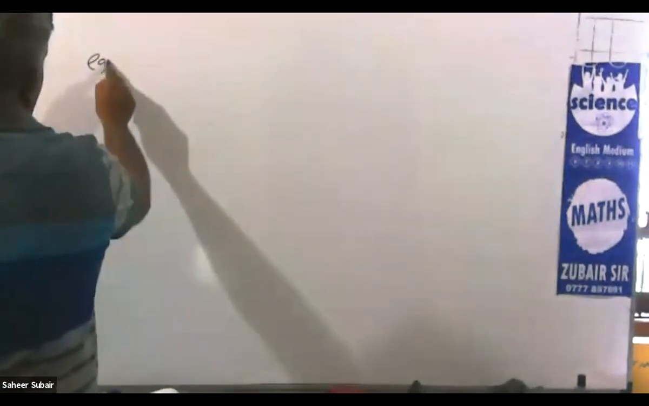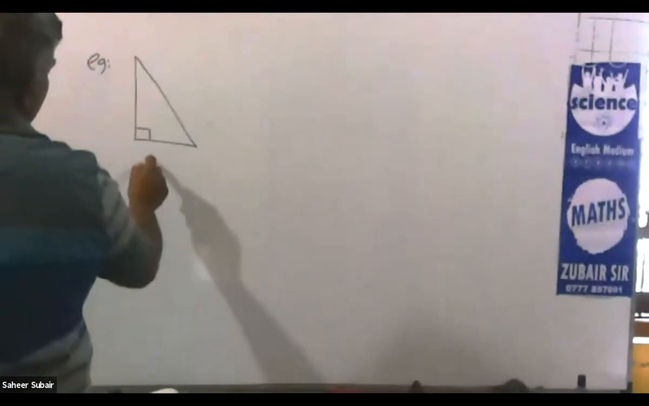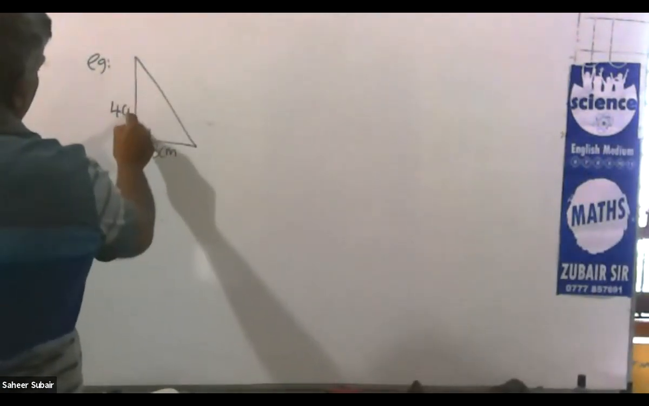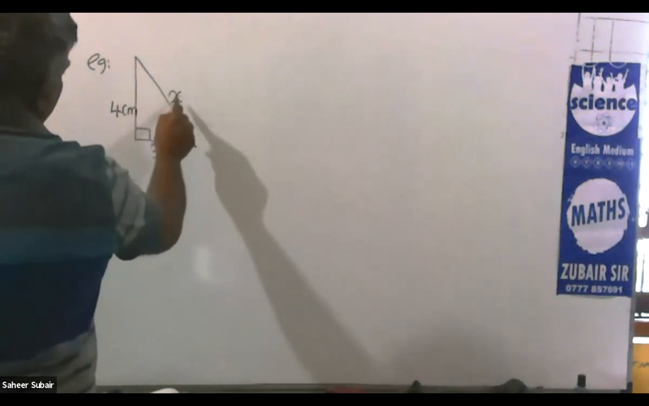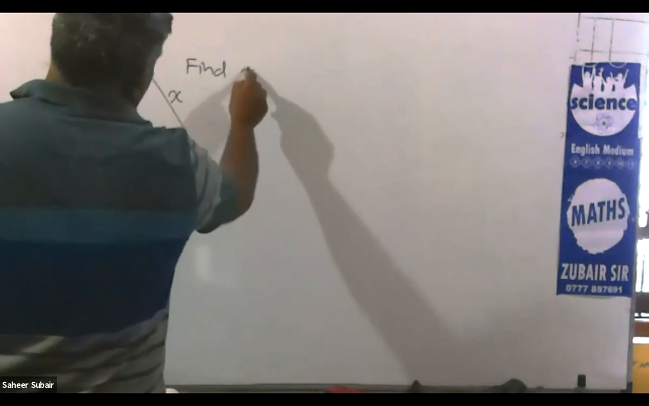Then we'll see how to use this for solving problems or finding the lengths of the right angle triangle. Let's see one example. They are giving a right angle triangle. This side is 3 centimeter. This side is 4 centimeter. This side is x. Then find x.